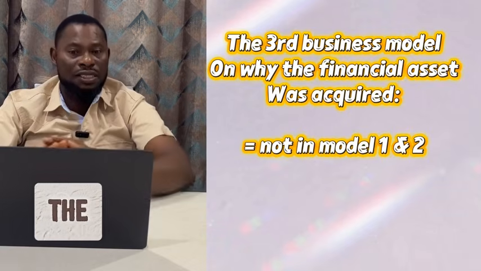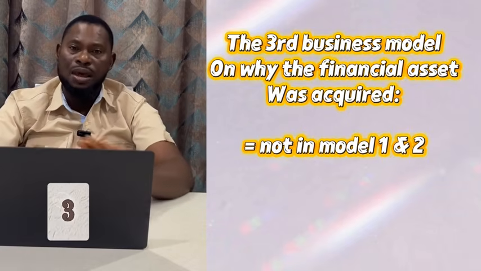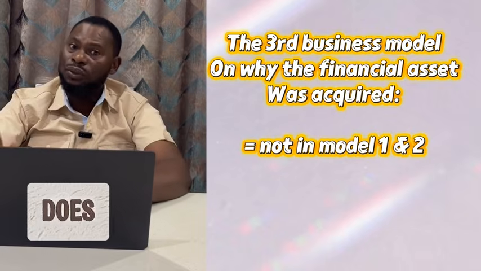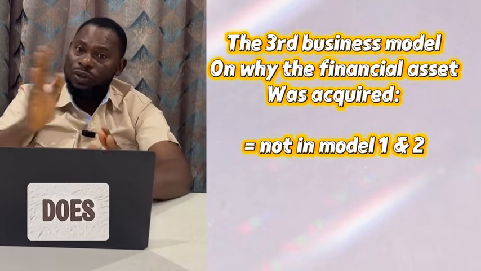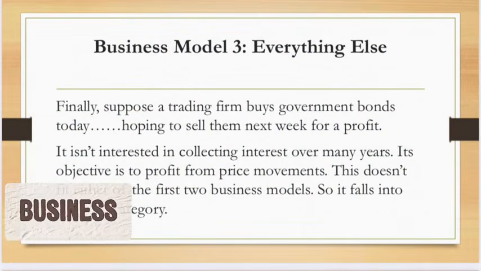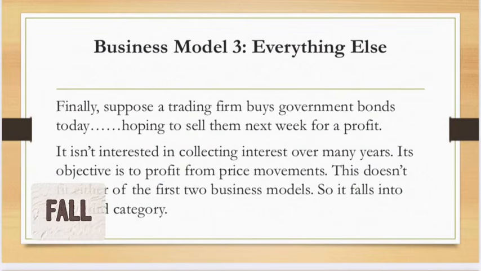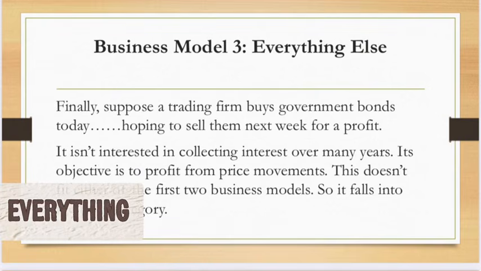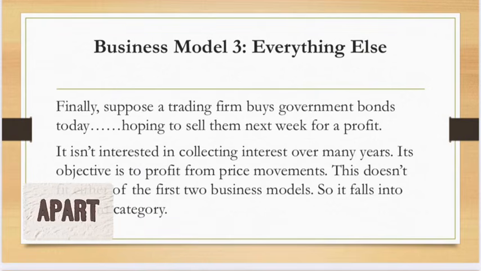Now let's look at the third model, business model 3. Business model 3 is anyone that does not fall into category 1, does not fall into category 2. That is not business model 1, it's not business model 2. Then it will fall automatically into business model 3. So that is everything else apart from business model 1 and business model 2.